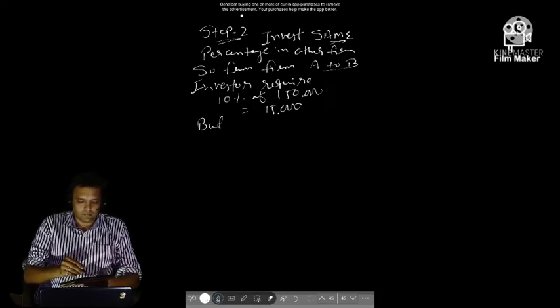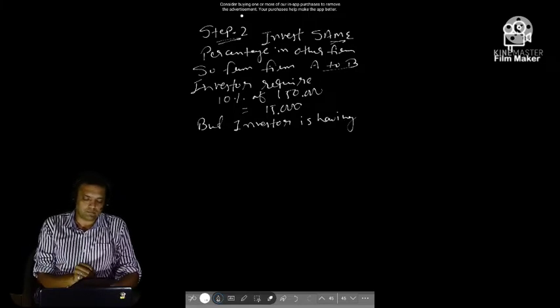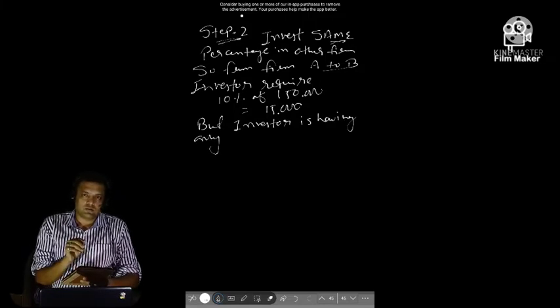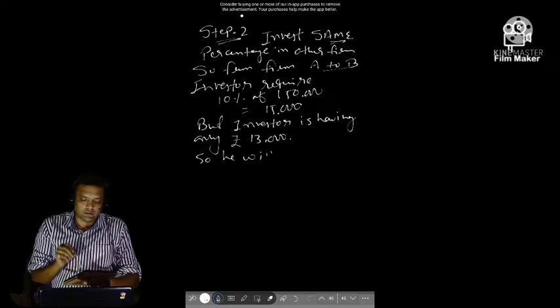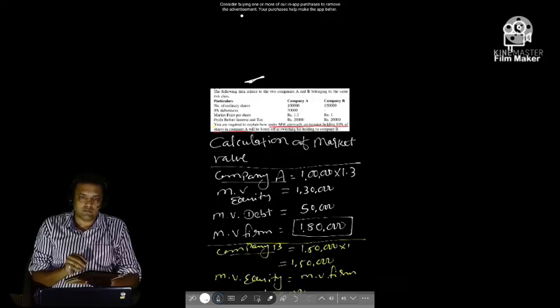So firm A to firm B. I am investing from firm A to firm B. I need to find out how much fund I require then. Firm B has a total value of 1,50,000, as we have calculated, as you can see in yellow font. So the total value of the firm was 1,50,000.